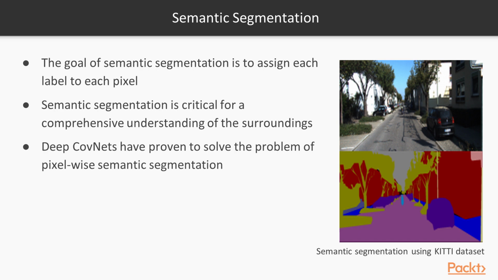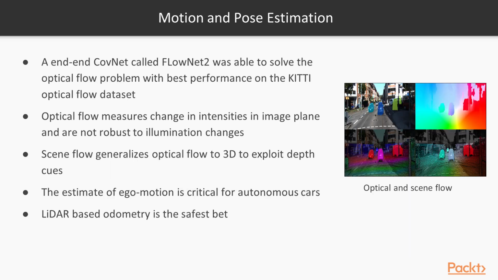Now we'll be learning about what semantic segmentation is, which is useful for assigning each pixel in a driving scene a predefined label. The goal of semantic segmentation is to assign each pixel in an image a label from a predefined set of categories. Semantic segmentation is critical for a comprehensive understanding of the surroundings, which is essential for autonomous navigation. Deep convnets have proven to solve the problem of pixel-wise semantic segmentation better than traditional methods involving conditional random fields, or CRF. Let's see an example of semantic segmentation of a traffic scene in a notebook.